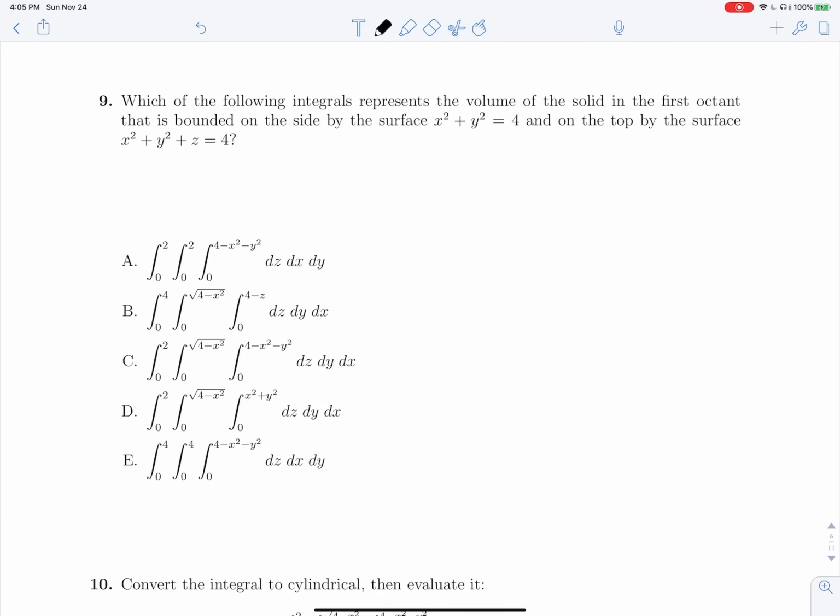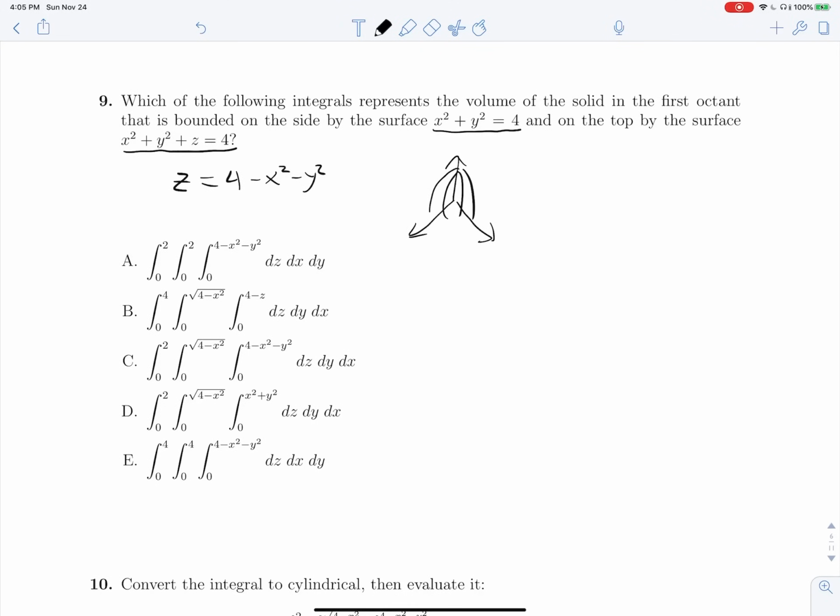Okay, which of the following integrals represents the volume of the solid in the first octant bounded on the side by the cylinder along the z-axis of radius 2 and on top by this surface, which is not necessarily something that we, oh, yeah, actually it is. This is z equals 4 minus x squared minus y squared, which is just going to be the paraboloid opening downwards from z equals 4.